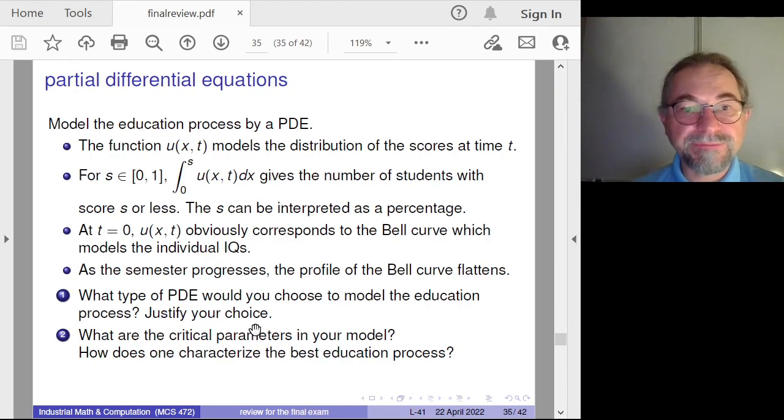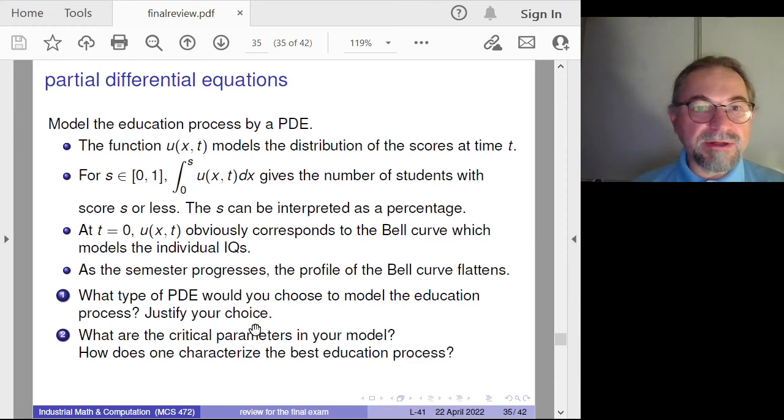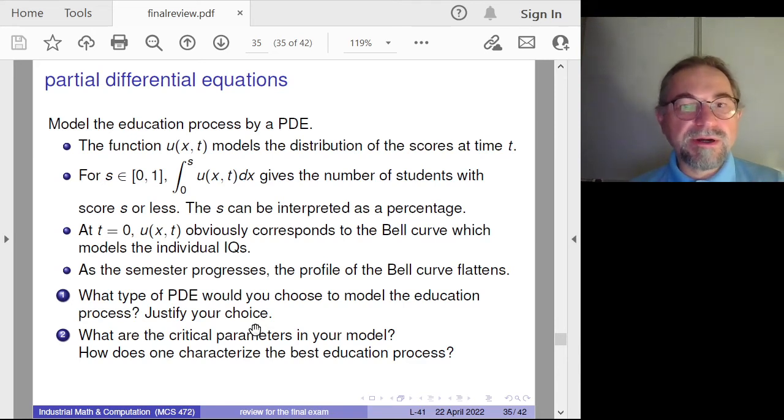We have seen partial differential equations, and they can be quite complicated, but also extremely powerful to model all kinds of processes and problems. Here is a process, or perhaps also a problem, if you like. Model the education process by a partial differential equation where we look at what we can quantify, and that's the distribution of the scores at time t, where t goes from the beginning of the semester to the end of the semester.